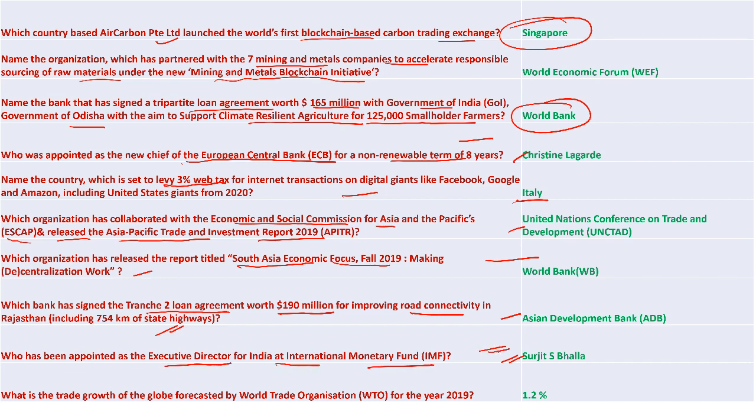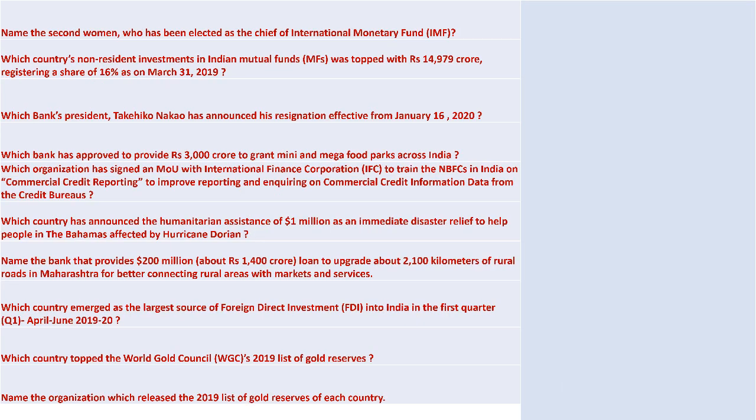Who is the chief economist there? Put down in the comment section. Any other important name can you associate with India on the large stage here with reference to IMF? Put down in the comment section. What is the trade growth of the global forecasted by the WTO? That's 1.2% for 2019. Moving ahead, try these.